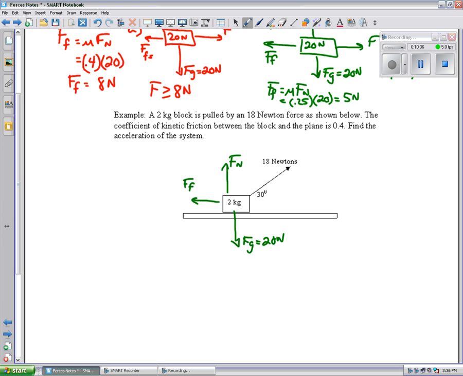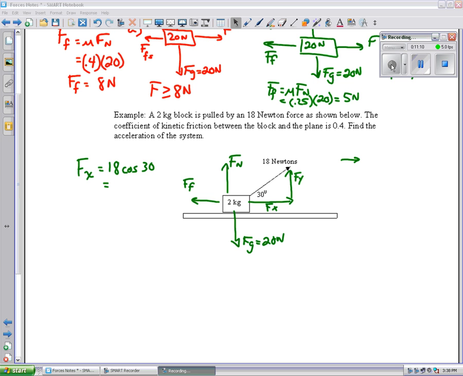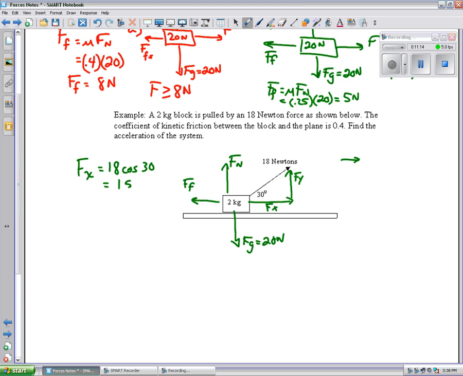Okay, if I look at this 18 newtons, and I'm trying to move this way, that's not an x force or a y force, it's a combination. So I'm going to have to find the x component and the y component of this thing before I do the problem. So Fx, if I look at it, my hypotenuse is 18, x is the adjacent side, so Fx is going to be 18 for the adjacent side. I use cosine of 30, and that's going to give me a value of 15.6, and Fy is going to be 18 sine 30, which is equal to 9. So now I know this is 15.6, and this is equal to 9.